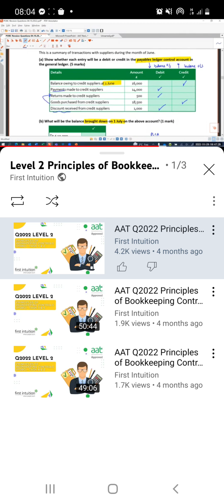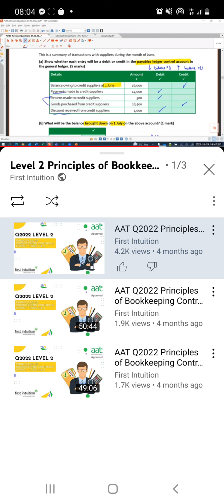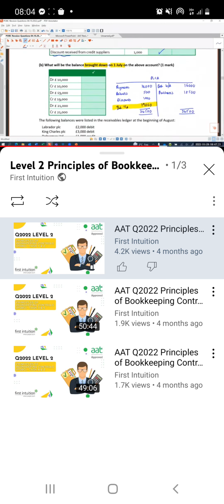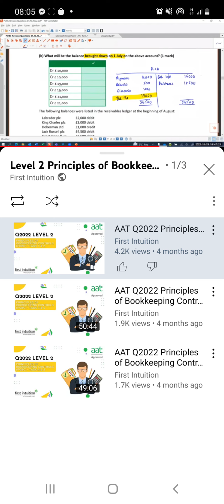This appears to be information for the month of June. Here we go. Transactions in June. So what do we owe at the beginning of June? What do we owe at the end of June? What we want to know is what is the balance brought down.